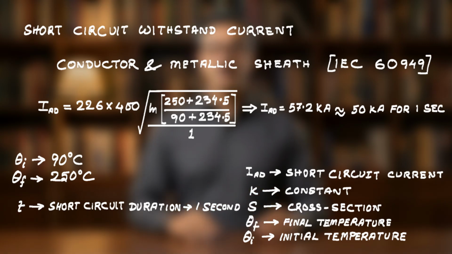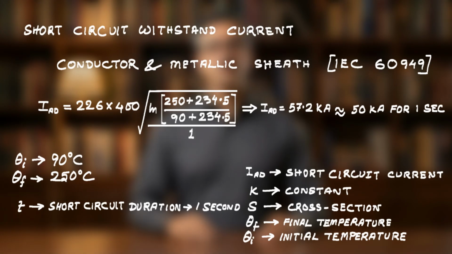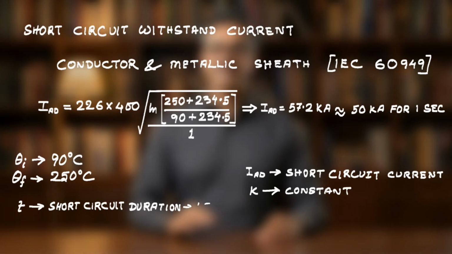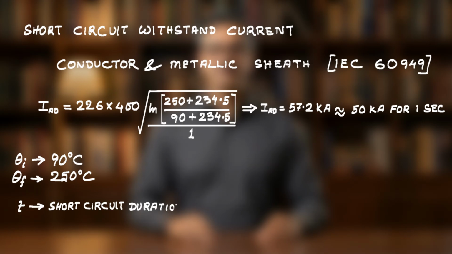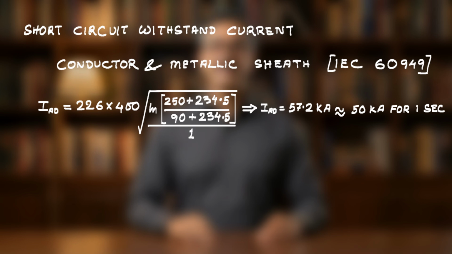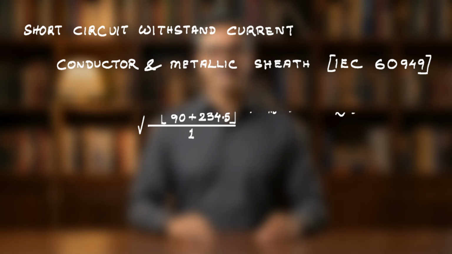Now think about it logically. If the cable can safely withstand 57.2 kiloampere for 1 second, then it can definitely handle 50 kiloampere for 1 second without any problem. That means the cable is operating well within its thermal limit. So, for practical design and standardization, we rate the cable as 50 kiloampere for 1 second. And this is exactly how engineers select cable short circuit ratings in real systems.